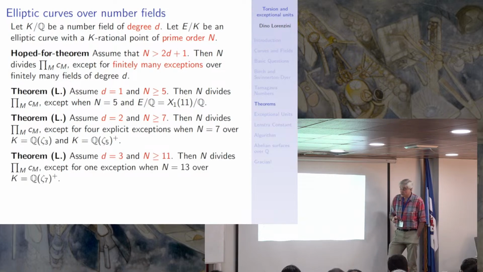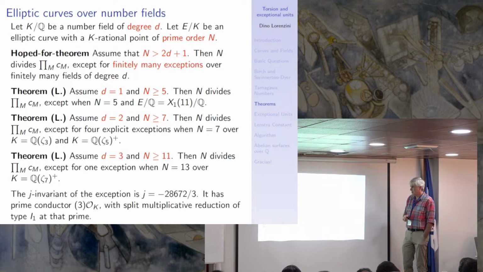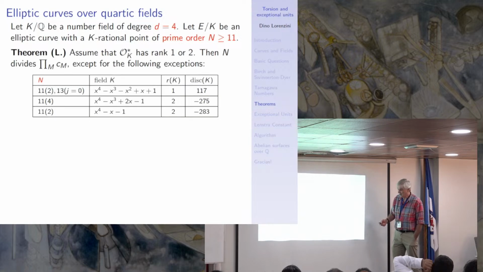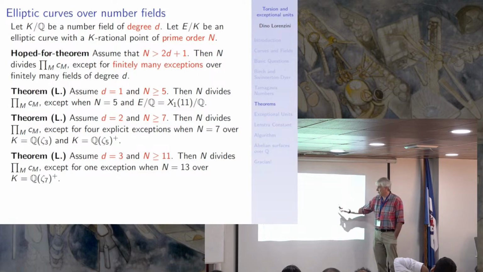And then for d equals 3, again, I have to go to n greater than or equal to 11. And again, only one exception, for the prime 13 over one specific field, Q(zeta_7)^+. Right? Otherwise, there is a cancellation in this leading term of the Birch and Swinnerton-Dyer conjecture. But n equals 4 for Q, you say it's not true. So n equals 4, I did not, oops, I want to go back there. n equals 4, you're saying here?